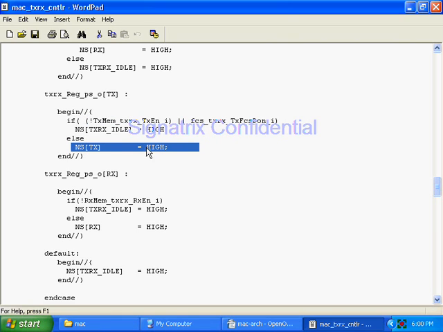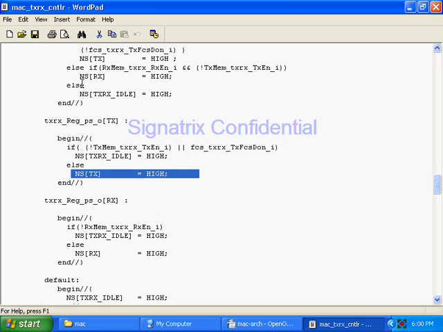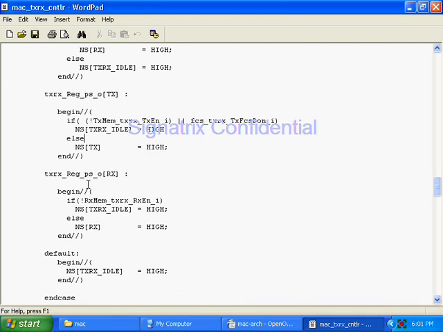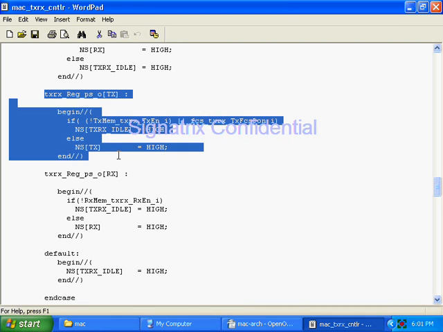So what's happening here? It will come to this TX state, and it will do the process. It will simply send the incoming data to the PHY side. Then whenever that TX enable is low or FCS done is high, it will go back to that idle state. This is the logic I have implemented in TX state.